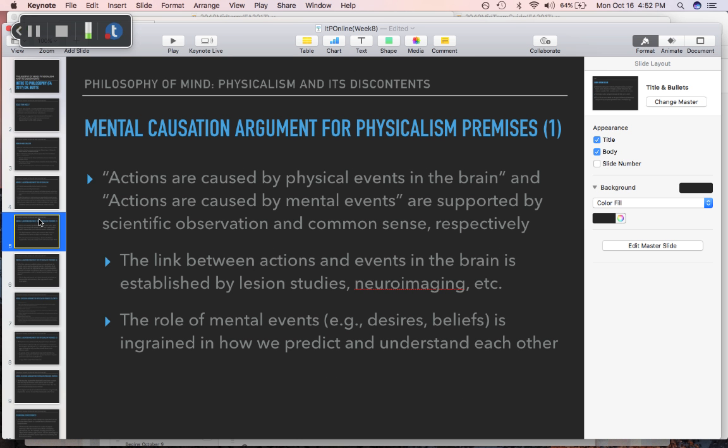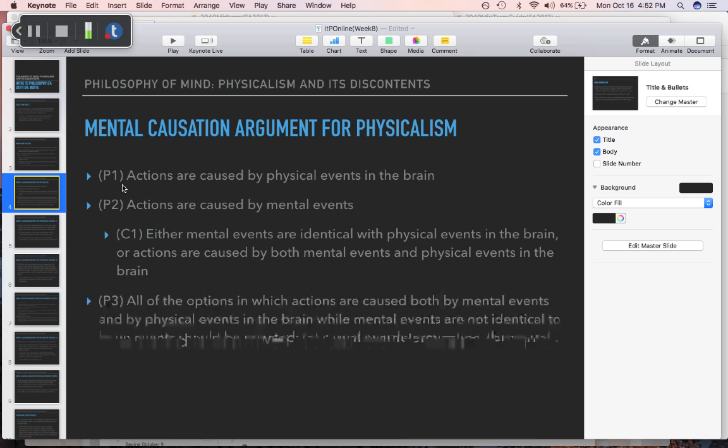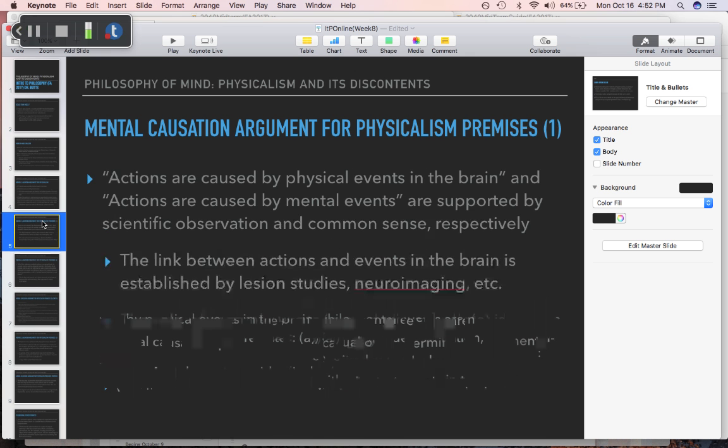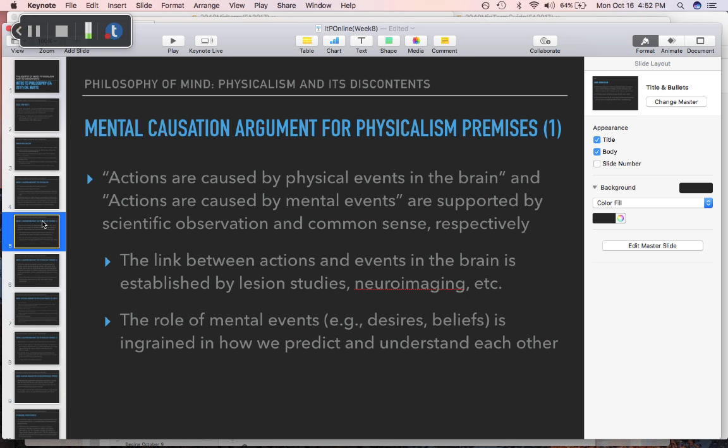Actions are caused by physical events in the brain, and actions are caused by mental events. These two are supposed to be common sense, right? They're conjoined. It's premises 1 and 2, which are supposed to set up this tension or this dilemma, right? So we think, oh yeah, actions are caused by physical events in the brain. When you're angry, or when you yell at somebody, there's some kind of electrochemical thing going on in your brain that causes you to yell.